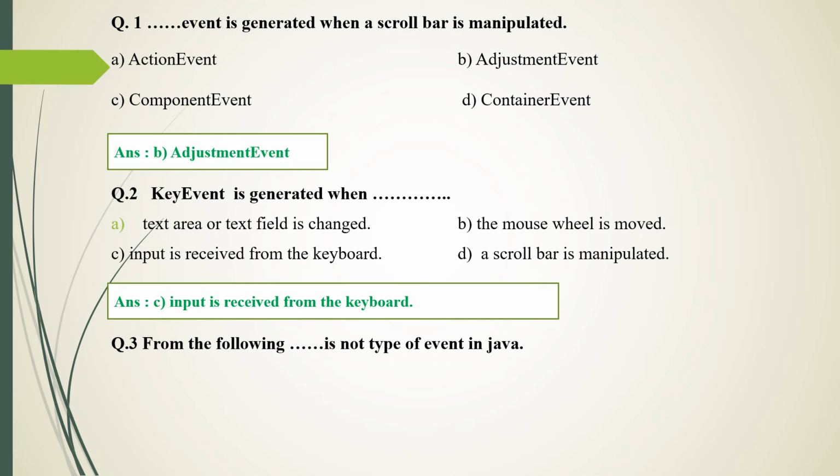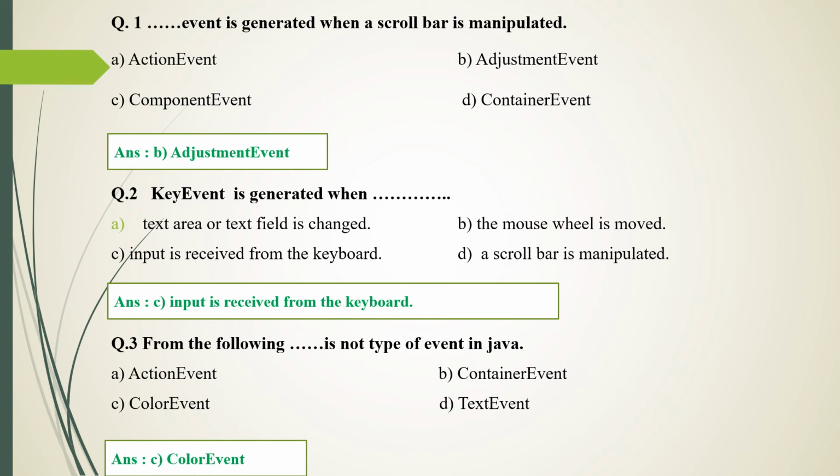Last question: from the following, dash is not a type of event in Java. Options are, first one is action event, second one is container event, third one is color event, and last one is text event. So the answer of this question is color event. Color event is not a type of event in Java.